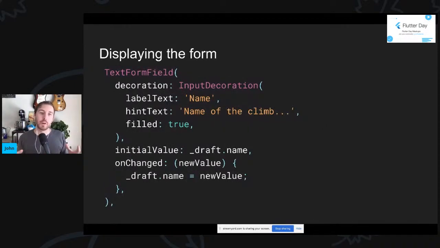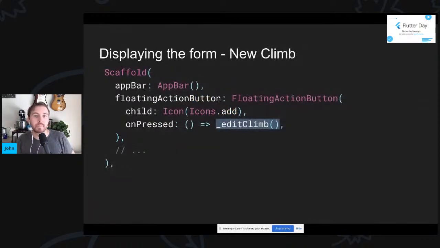So now we've got our form widget set up. We're starting to add form fields to the widget. So we're going to add the text field, in this case, the text form field widget, which is provided by Flutter. And that's going to be our form field for the name. So the user is going to enter a name and hit save, and hopefully it will update the name. So I'm editing the draft name here when the value changes. And I'm setting the initial value to the name of the draft.